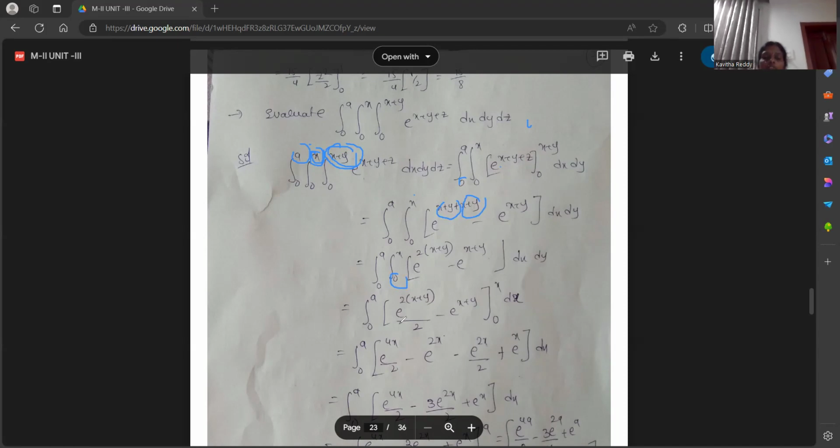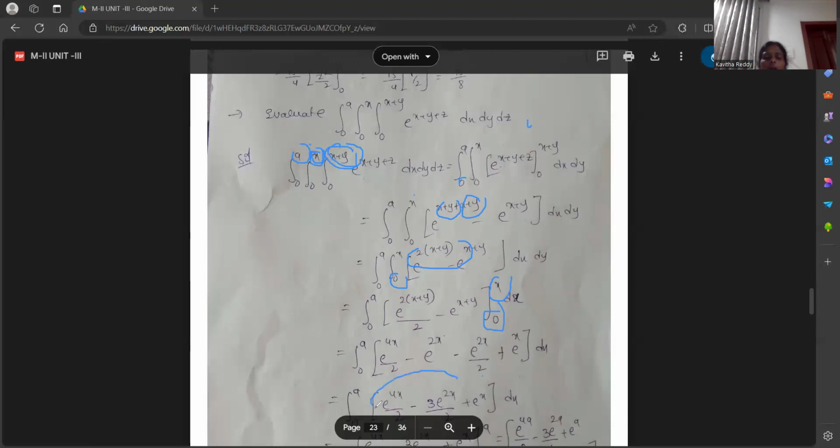So integral of e power 2 into x plus y by 2. Why will you get e power 2 into x plus y by 2? Because the integration of e power x is e power x, but here 2 is there. That's why e power 2 into x plus y by 2 minus e power x plus y. Apply the limits 0 to x in place of y. So what you will get here: e power 4x by 2 minus e power 2x, and for the lower limit, if you apply 0 in place of y, you will get e power 2x by 2 plus e power x, dx. Again, simplify this, then you will get the answer.